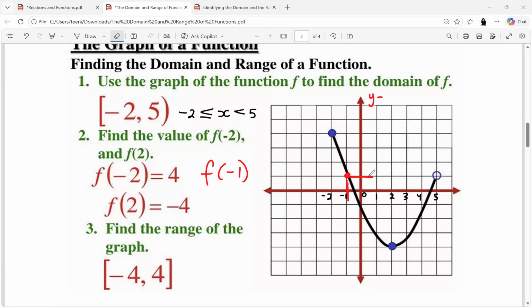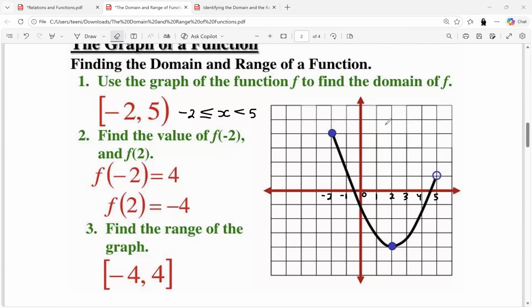It'll be 1, correct. Because this is 1, 2, 3, 4. So the point on the graph where x is negative 1 will be 1. So therefore, f of negative 1 is equal to 1, right? Thank you, Genesis.